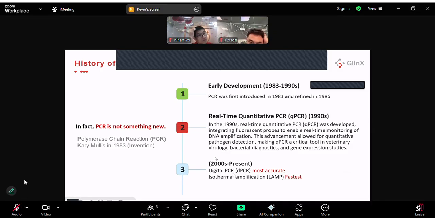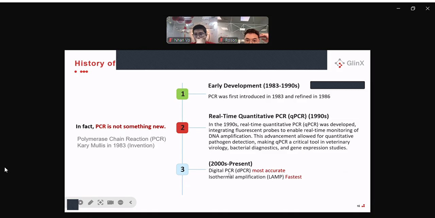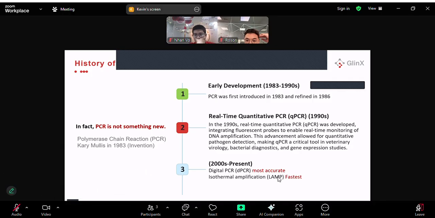And for today, in the 2000s, we developed some new methods for amplification. The first one is digital PCR, which is the most accurate method on the whole market.